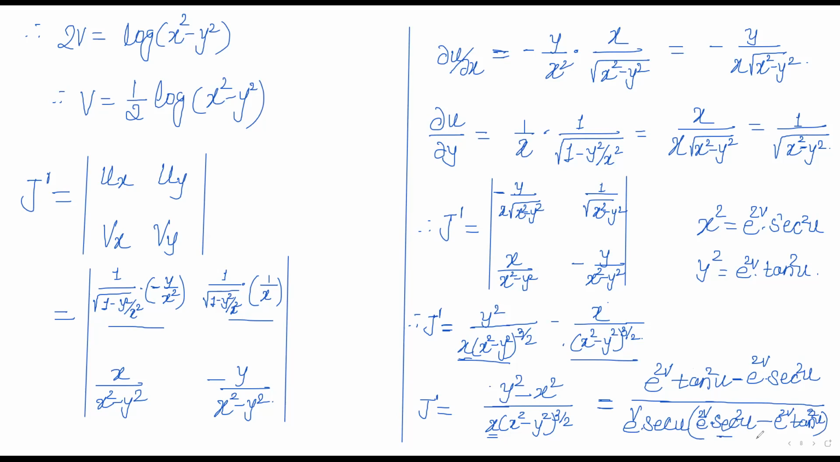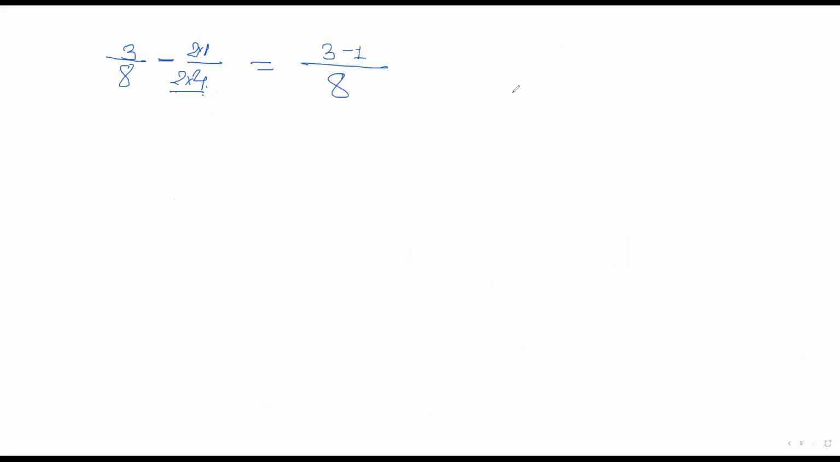Okay, now what value will we get for this bracket raised to 3/2? What value will this bracket get? 1. The bracket we wrote in the denominator, sec square u minus tan square u, is equal to 1, and in the numerator it is tan square u minus sec square u, which is equal to -1. So finally we are getting here, just a minute, j dash is equal to -1 divided by e raised to v into sec u.